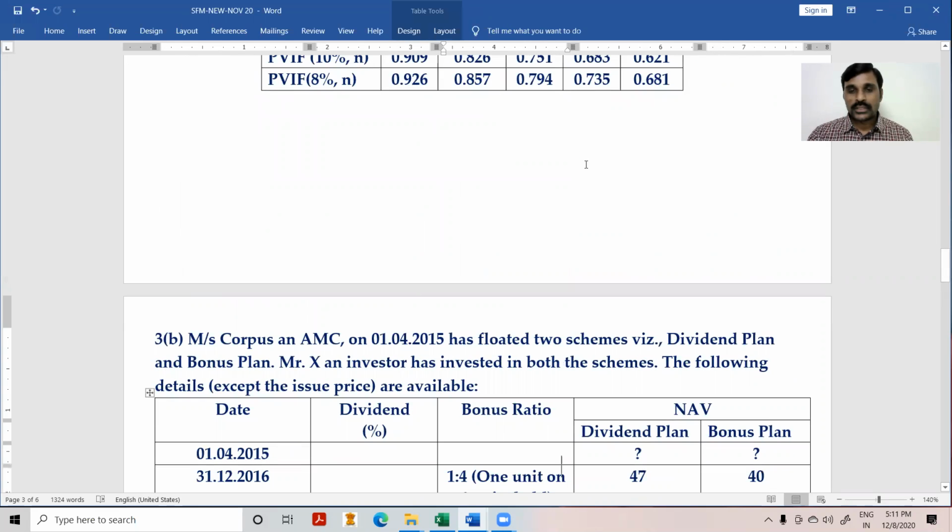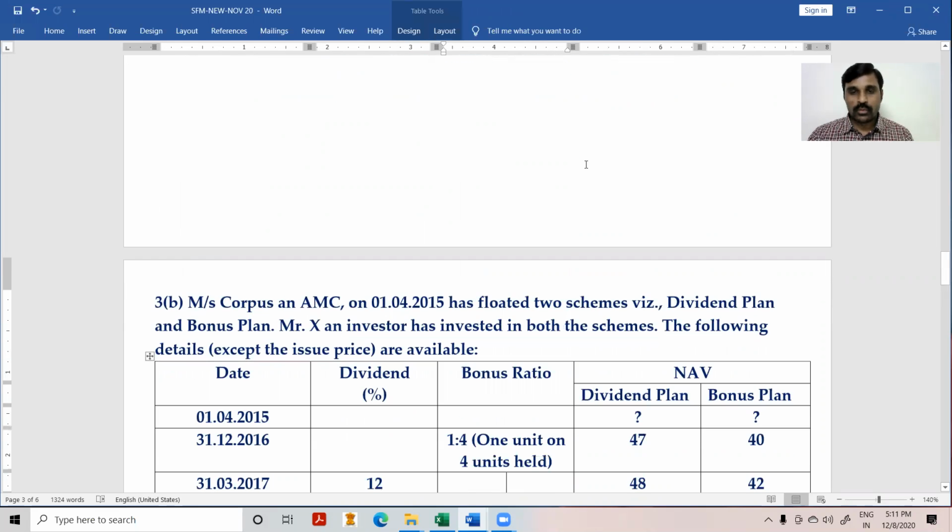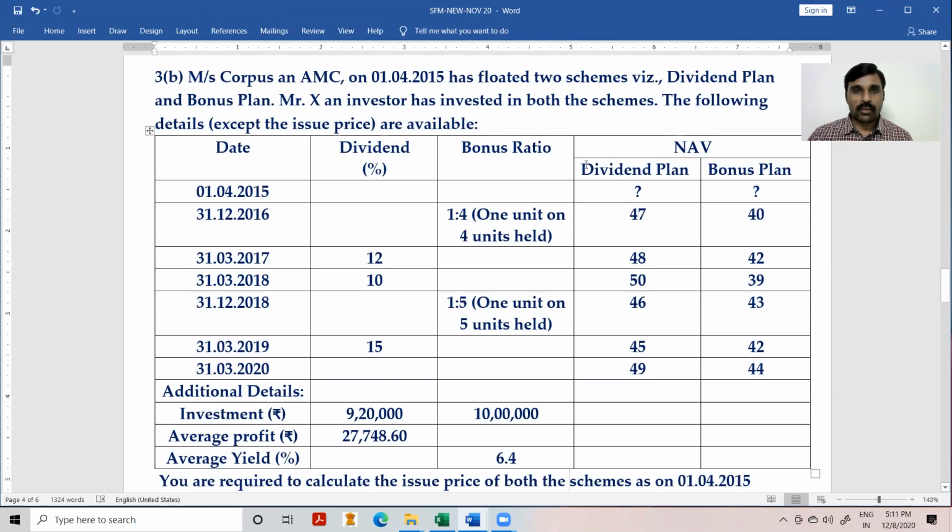This problem is related to mutual funds. It is a bit of an analytical problem, nothing more than that, with no complication, just a small thought. So it is a very good 10 marks problem on mutual funds.